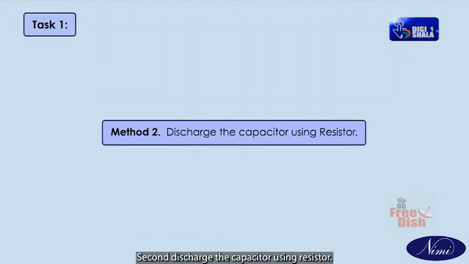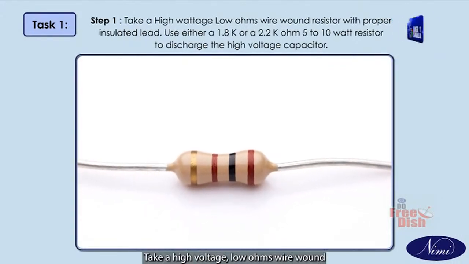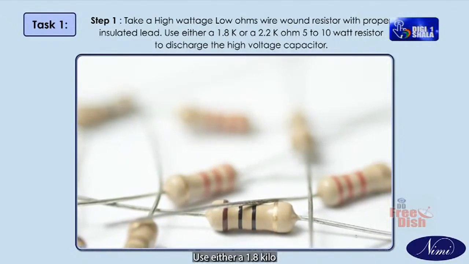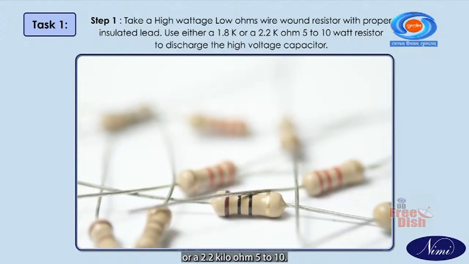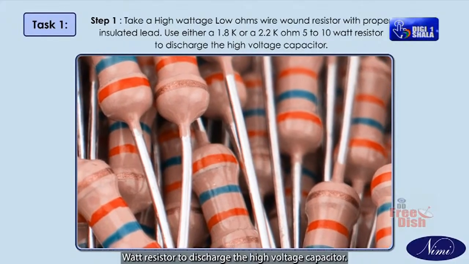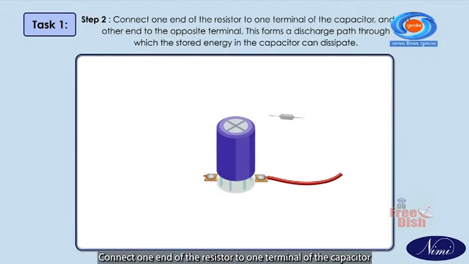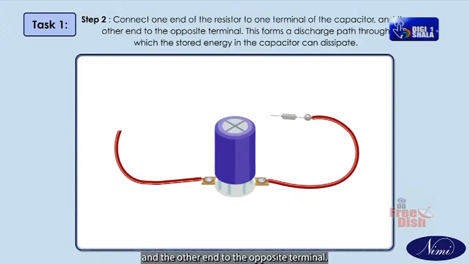Method 2. Discharge the capacitor using a resistor. Step 1. Take a high wattage, low ohms wire wound resistor with proper insulated leads. Use either a 1.8 kilo ohm or a 2.2 kilo ohm, 5 to 10 watt resistor to discharge the high voltage capacitor. Step 2. Connect one end of the resistor to one terminal of the capacitor and the other end to the opposite terminal.